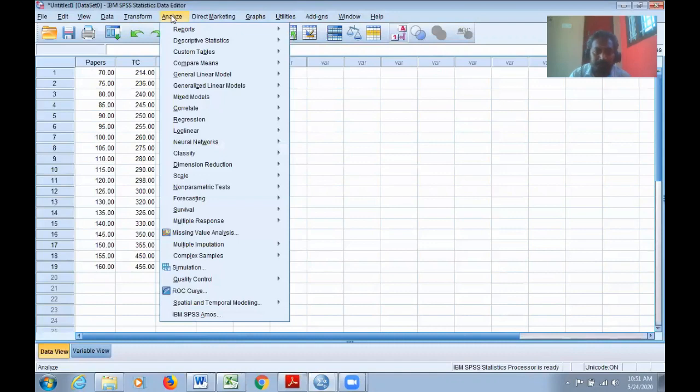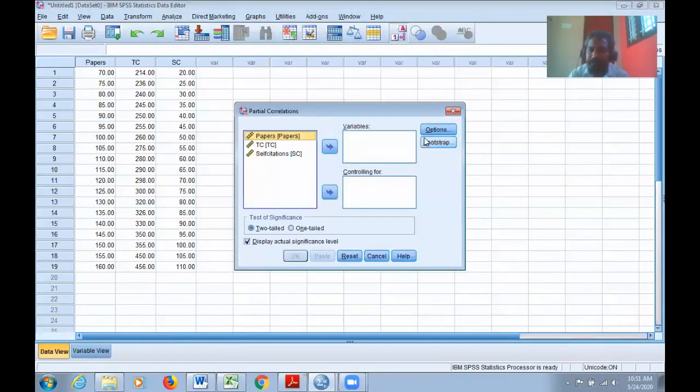How to conduct a partial correlation? Please go to analyze, correlate, and there is an option called partial correlation. You can click on partial, and it asks what the variables are and what is the factor to be controlled for. Here I select variables papers and total citations, send them to the variables box, and I select self-citations, send it to the controlling box. Fine. So here we try to explore the linear relationship of two numerical data controlling the effect of a third numerical data.